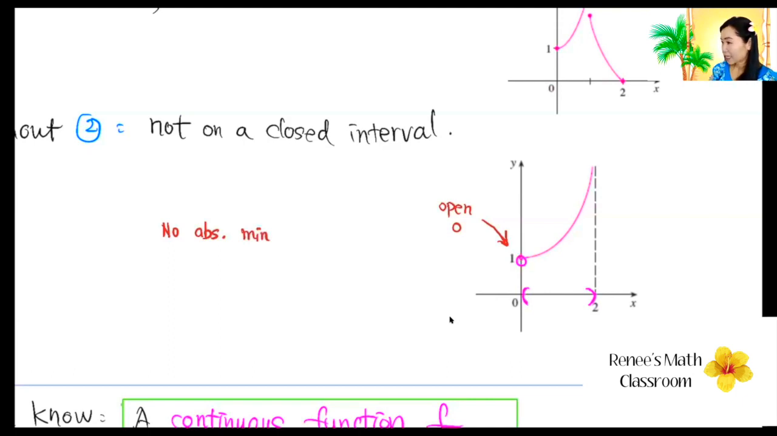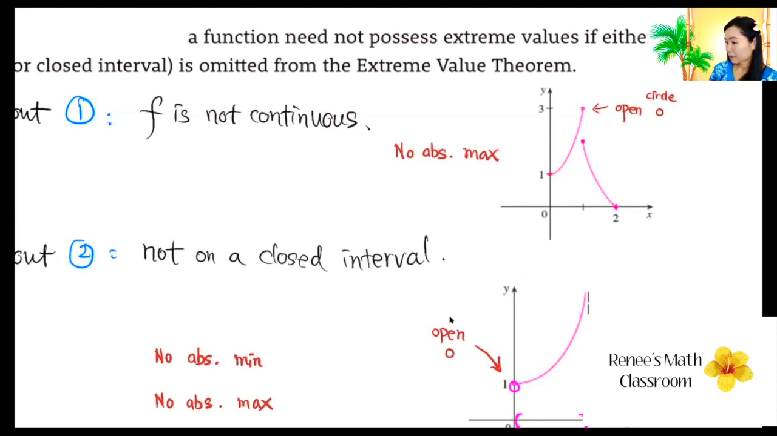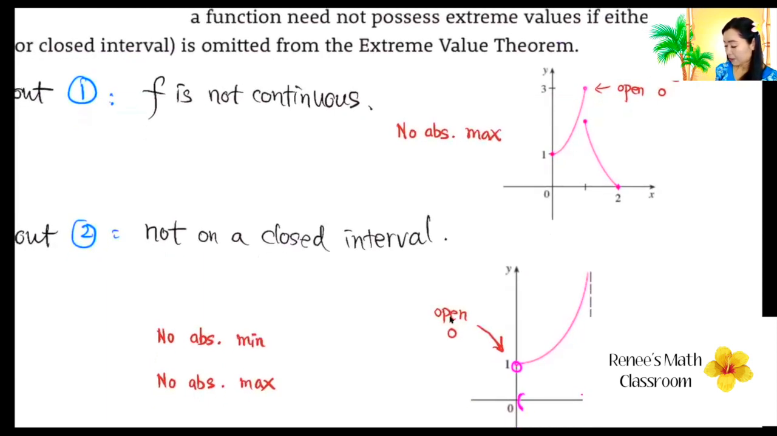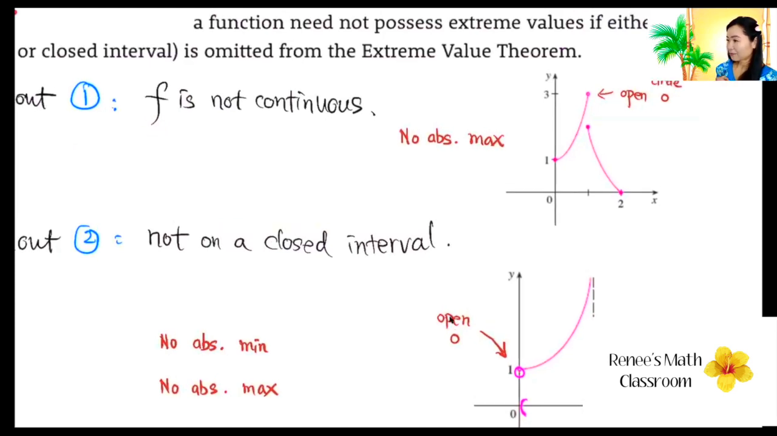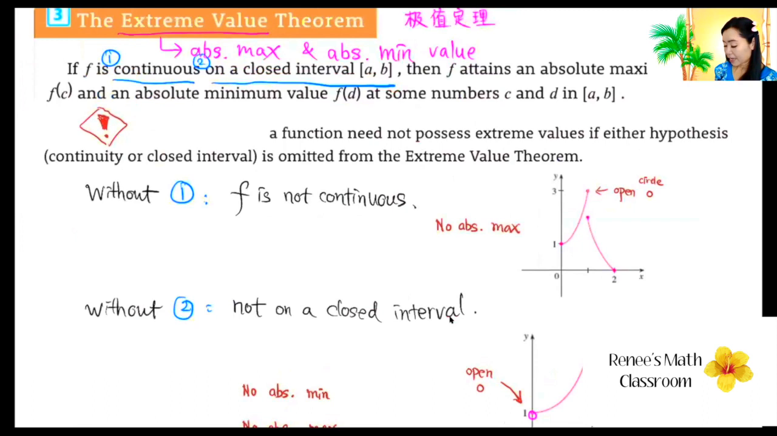Does it have the absolute maximum? No, neither. This one keeps going up and up without bound, right? So no absolute minimum, no absolute maximum. This one here, no absolute maximum. So the two hypotheses are necessary in order to have that conclusion. Number one, the function has to be continuous. And number two, it has to be on a closed interval in order to guarantee that the function attains an absolute maximum and absolute minimum on that closed interval.